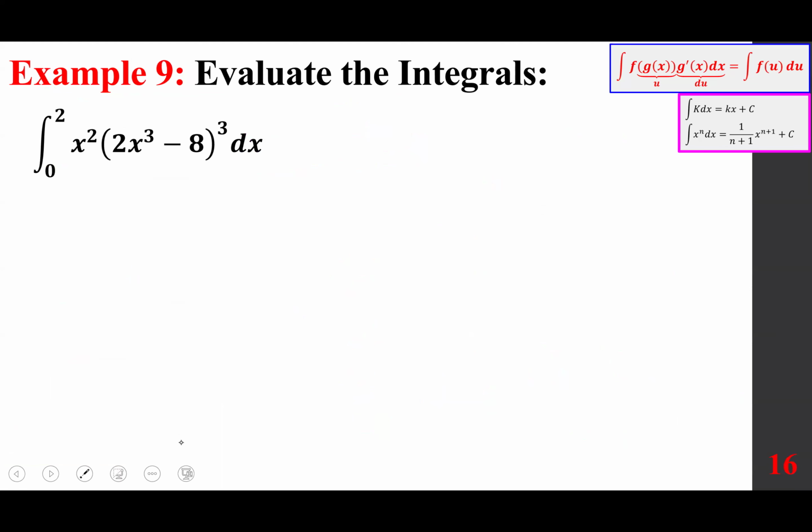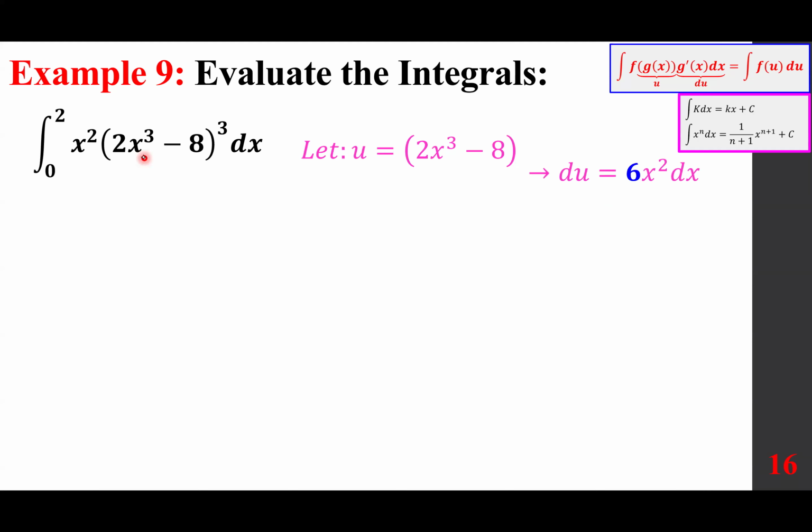We want to evaluate the integral, and this is a definite integral. It's going to give us a number. And so we need a u substitution, and we are dealing with polynomials. This is the more complicated polynomial. That's a choice of yours. If you take the derivative, it becomes 6x squared. So du is 6x squared dx.